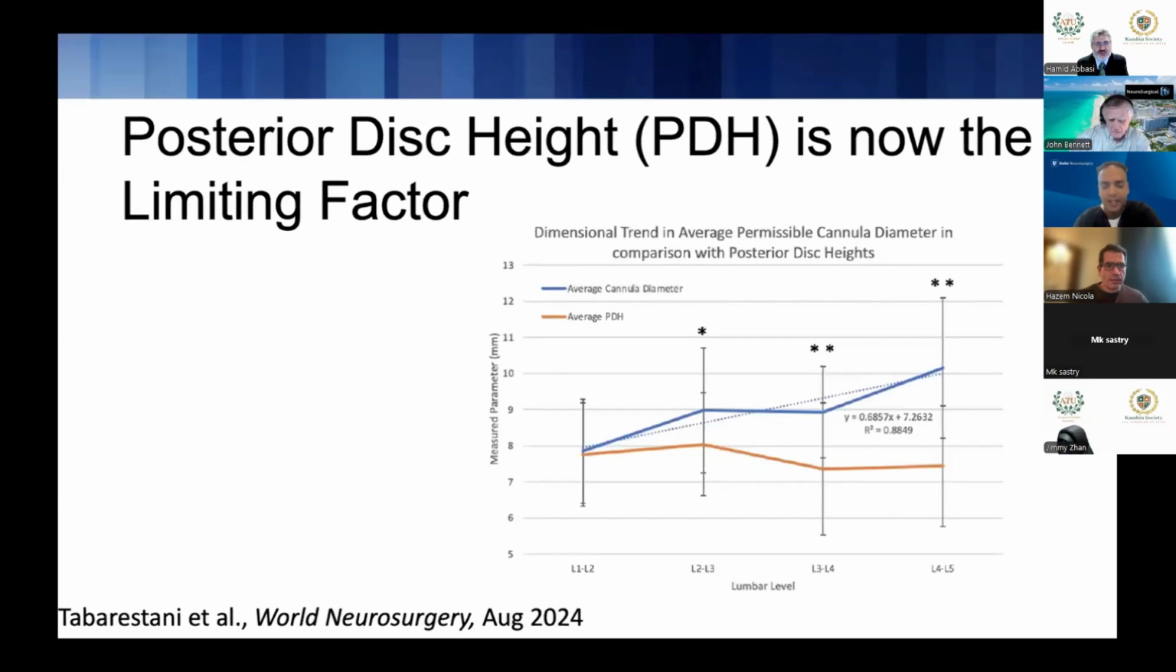We also found that no longer are the nerves the limiting factor, but in fact, the posterior disc height is the limiting factor. So the area actually is big enough, and you don't have to worry about the nerves. You only have to worry about the posterior disc height being your limiting factor.